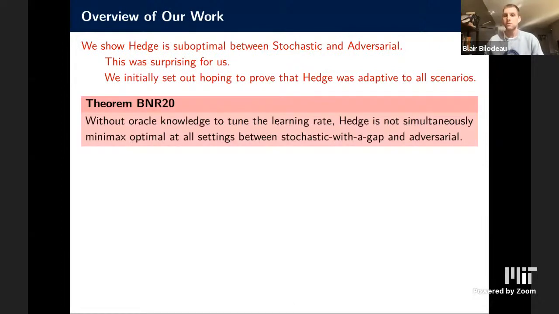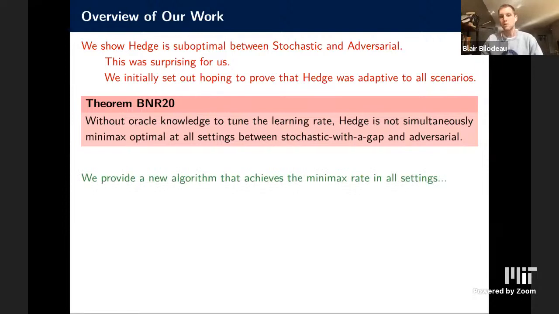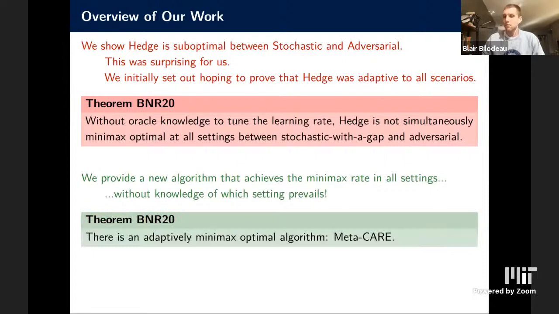But it turns out if you don't have knowledge of which setting you're going to be in advance, which we call oracle knowledge, then hedge is not simultaneously minimax optimal at all of the settings in between the stochastic with a gap and adversarial case. So we provide a new algorithm that does achieve this minimax rate in all of these settings along the spectrum, and it does so without having to know in advance which setting it's going to be in. By definition, that means this algorithm is adaptively minimax optimal, and we call this algorithm Medicare, for reasons that will become clearer a little bit later.